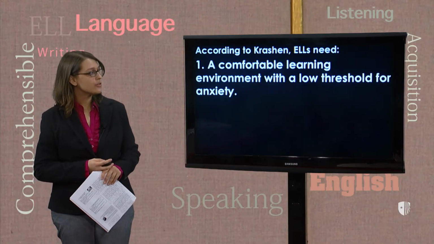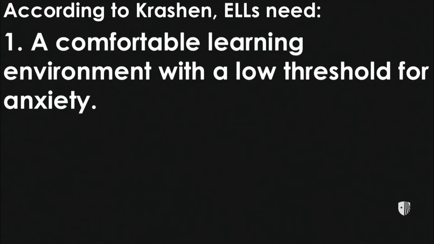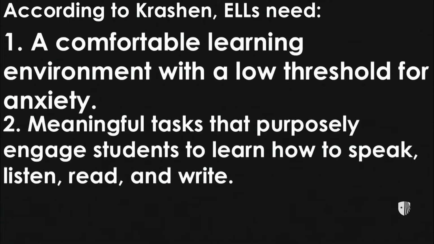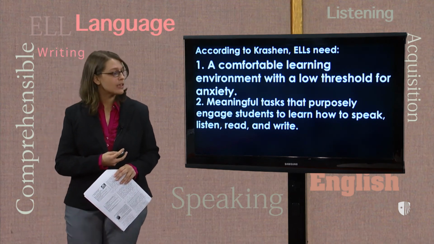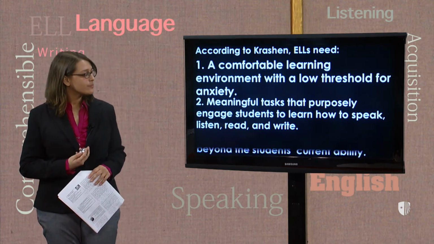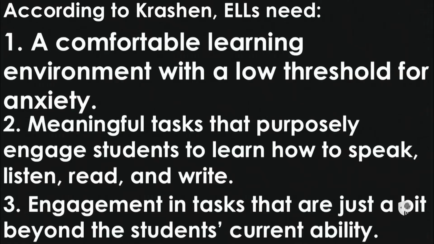So these are three things that Krashen in his research pointed out that an ELL needs. One, a comfortable learning environment with a low threshold for anxiety, which is what I just talked about. Two, meaningful tasks that purposefully engage students to learn how to speak, listen, read, and write. So again, meaning making emphasized more than the structure of how they're speaking, depending on your activity. And three, engagement in tasks that are just a bit beyond the student's current ability. So not asking too much of them.